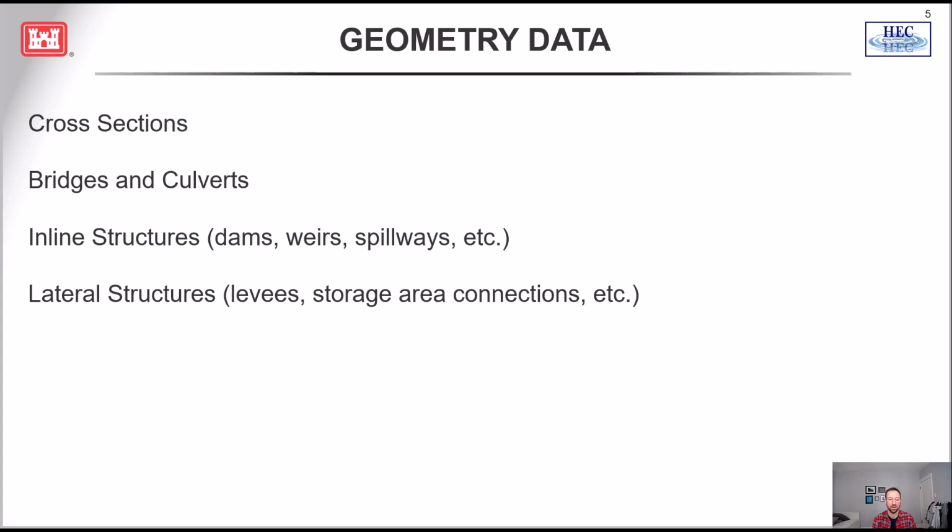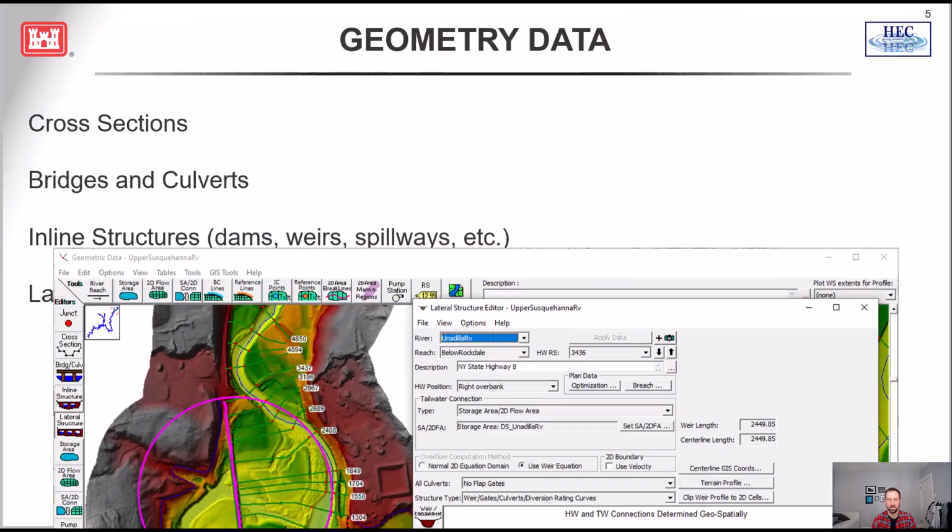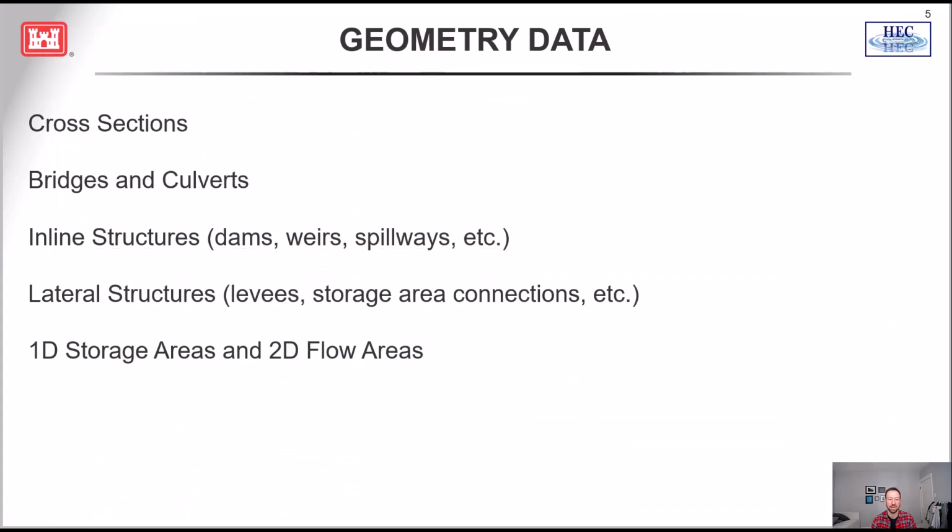Lateral structures are another element that can be included in your model. These typically represent levees or embankments that separate the main floodplain from off-channel storage. The last element type that we will cover in this presentation are one-dimensional storage areas and two-dimensional flow areas.